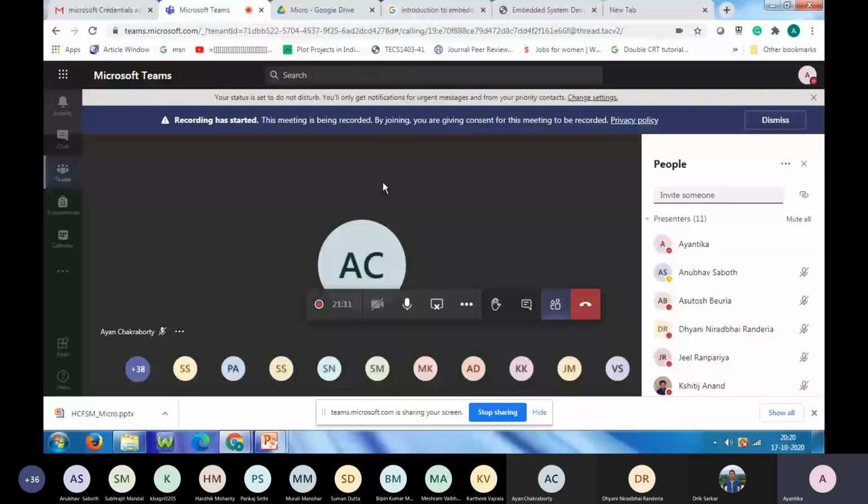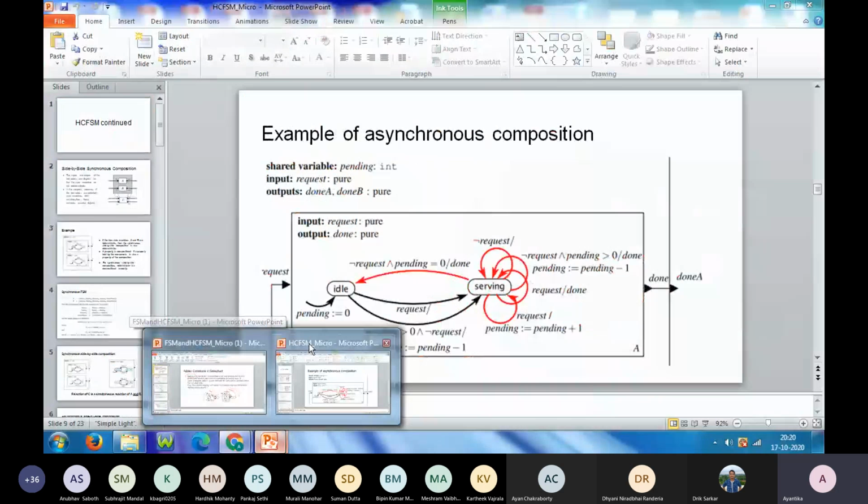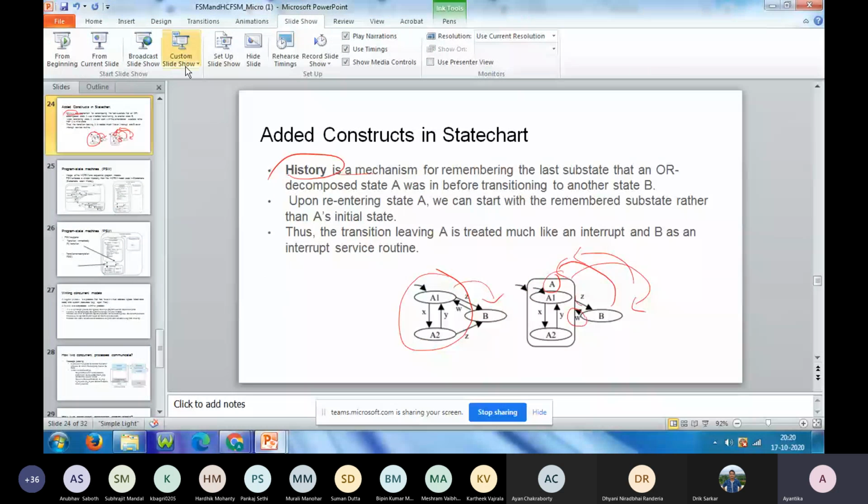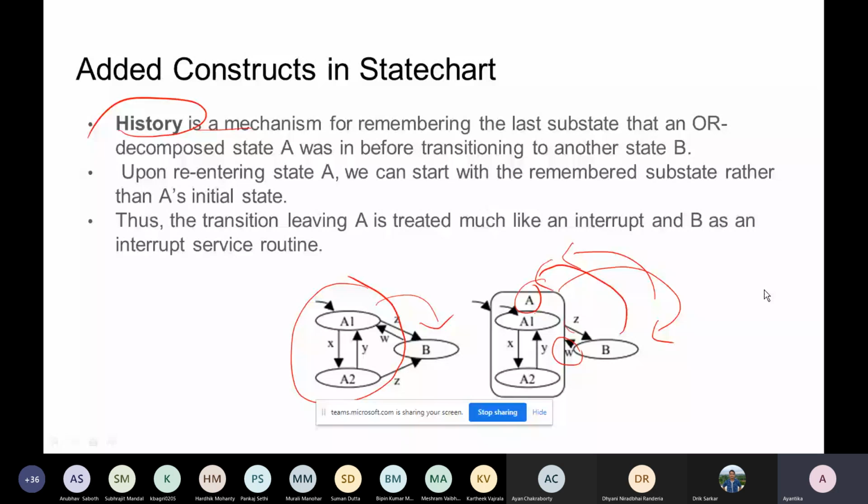So when you are modeling this type of interrupt handling scenario, of course this history construct, this notion of history, is very important. And whatever you have told is also correct, that you are talking about preemption. In case of preemption also, history is important. So whenever we are modeling this type of scenario, history plays a critical role.